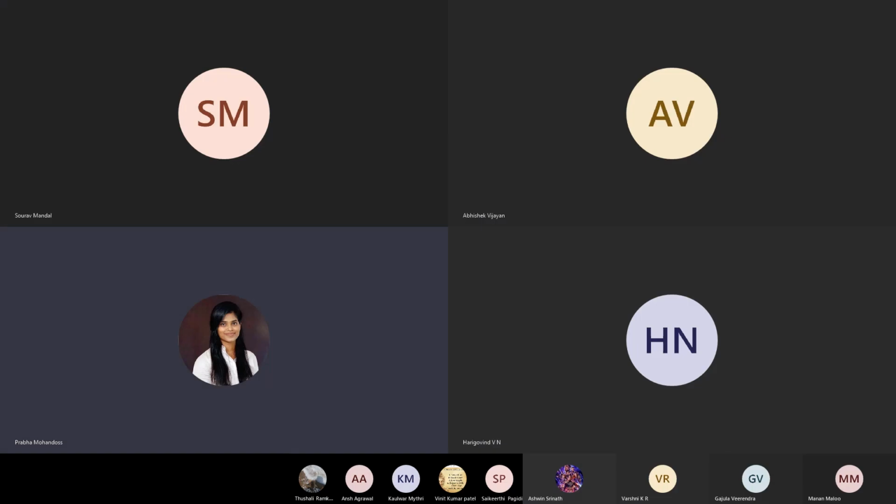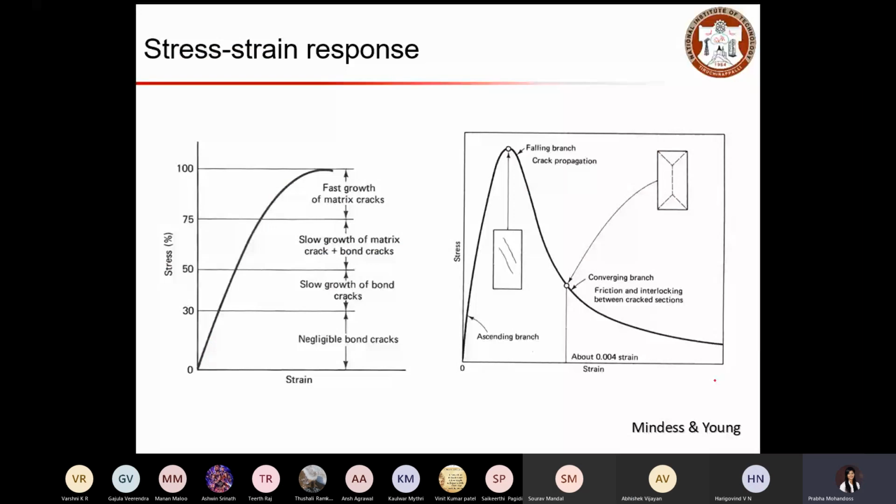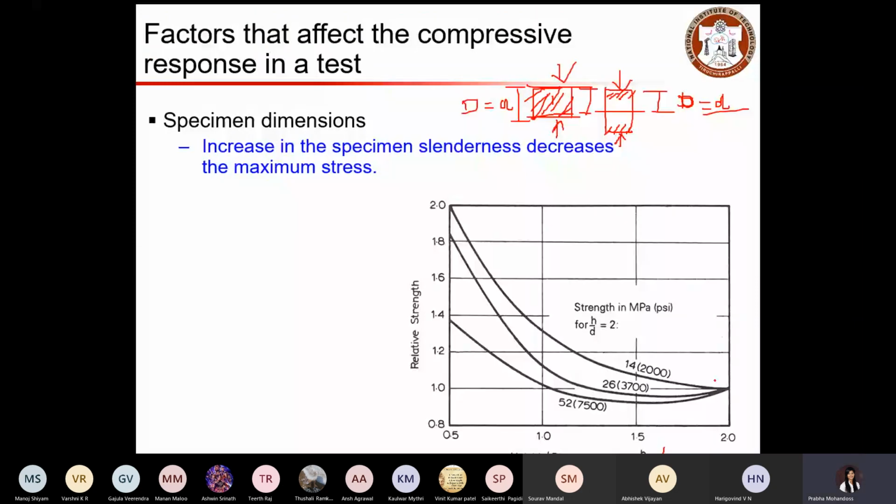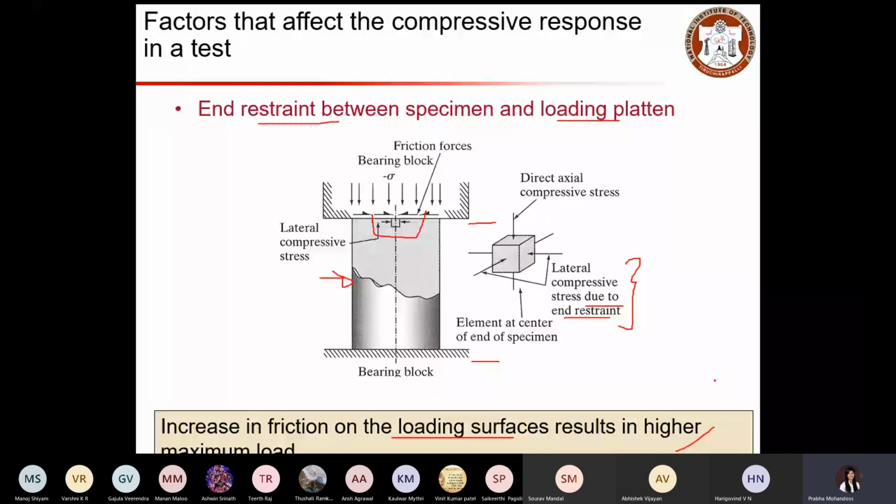Okay. So we'll continue from the morning class where I was discussing the stress strain behaviors and different factors that could influence the compressive response of your concrete when you do testing. Mainly the loading platen, the surface interaction between that loading platen and the concrete surface, and then the load rate that you apply while you test your specimen, and the specimen geometry, and the entrainment. So all these things will influence your testing and thus the compressive strength of your concrete.